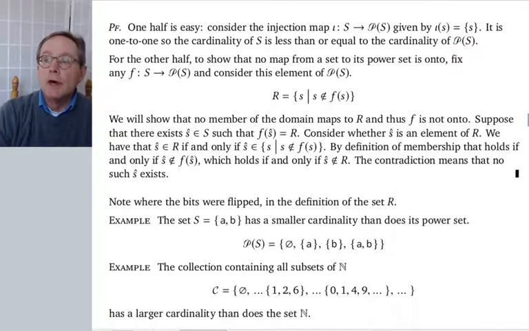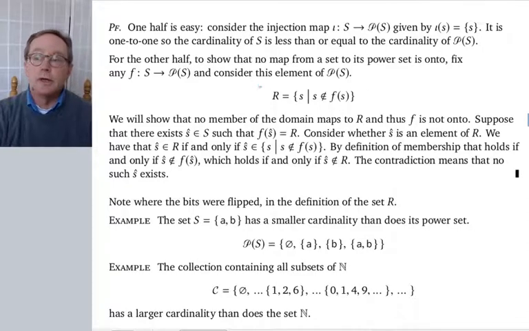Okay. For the other half, the other half that we've illustrated above, to show that no map from a set to its power set is onto, we're going to fix any function, and I'm going to show that it is not onto. I'm going to produce a set that is not f of little s0 or f of little s1 or f of little s2. So this is not in the range of f. This set right here, capital R, is not in the range of f. And it's just simply the set we constructed in the prior slide.